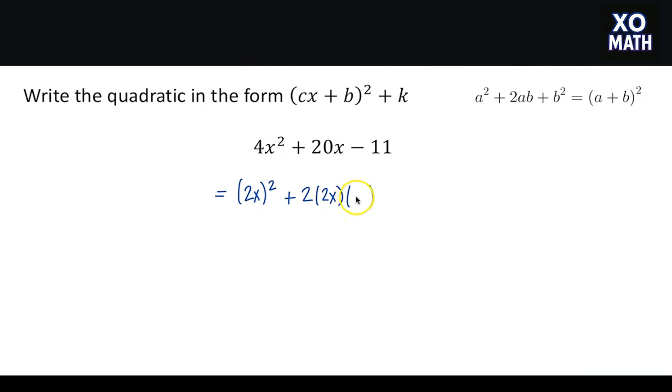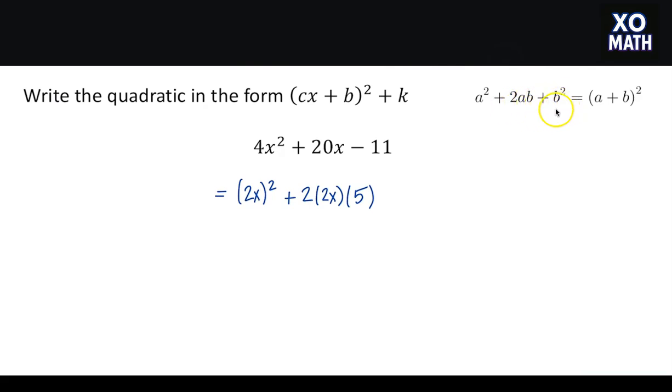And now we need to figure out what our value of b would need to be to get that 20x in the middle. So we want the middle to be 2 times a times b. Well, right now we have 2 times 2x, which is 4x. So in order to get to 20x, I would need to multiply 4x times 5. So in other words, we just figured out that the value of b needs to be 5.